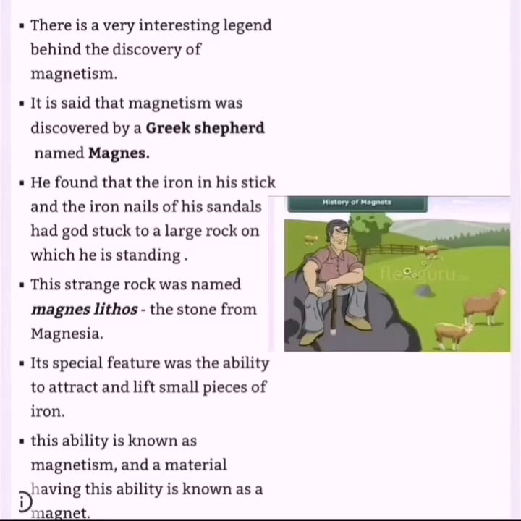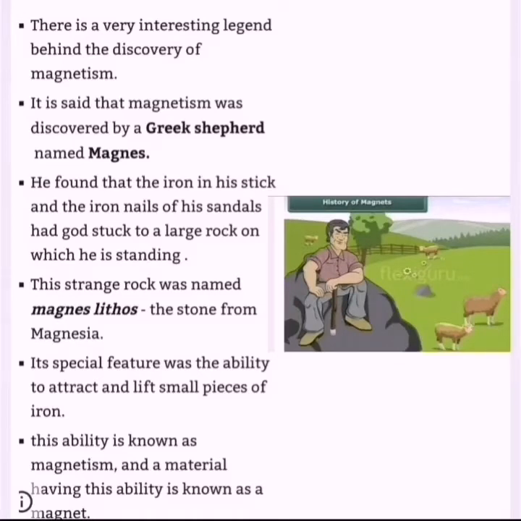Magnet was discovered some 5000 years ago in Magnesia. There is a very interesting legend behind the discovery of magnetism. It is said that magnetism was discovered by a Greek shepherd named Magnus. He found that the iron in his stick and the iron nails of his sandals had got stuck to a large rock on which he was standing.